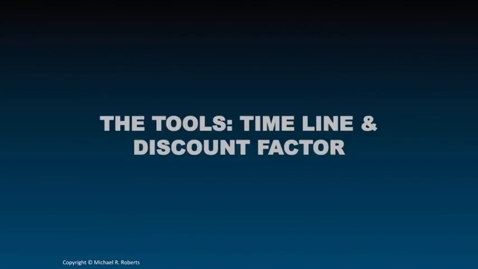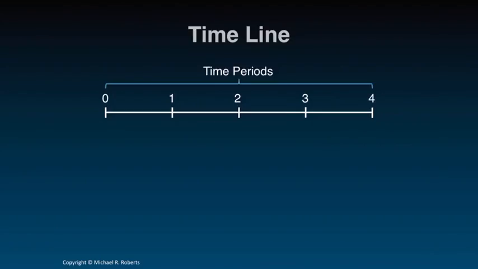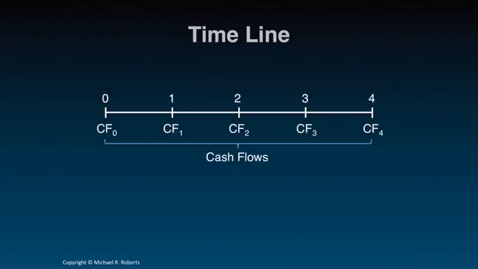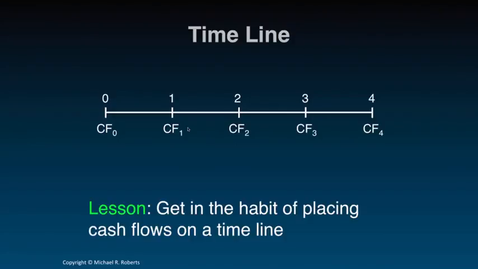So let's talk about some of the tools that we're going to use to accomplish this task. First, the timeline, which is exactly what it sounds like. I've got a timeline here that lays out different time periods, and these periods could be anything. They could be years, months, days, or decades. Typically, we refer to time period 0 as today, or now, or the point at which we're answering the question. Underneath that, we lay out our cash flows, denoted by CF. The subscript denotes the time period, and this is nothing more than a visual representation of when money is coming or going. That's it.